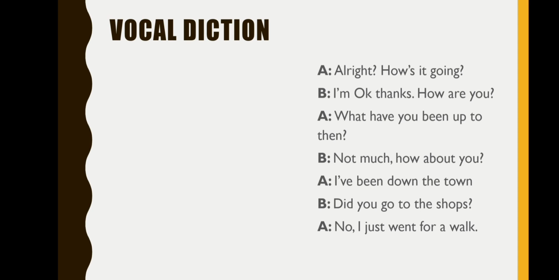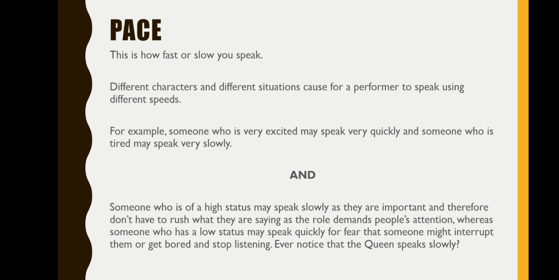Pause the video here to practice using clear diction. Pace. This is how fast or slow you speak. Different characters and different situations cause for a performer to speak using different speeds. For example, someone who's very excited may speak very quickly, and someone who's very tired may speak very slowly.